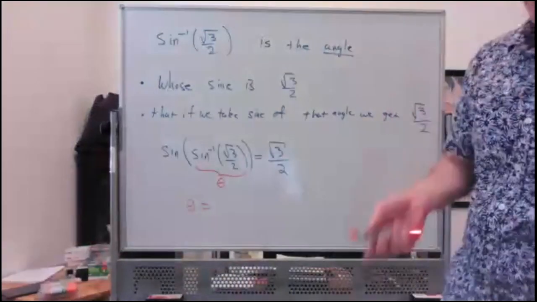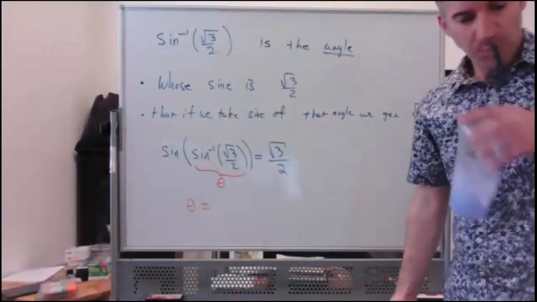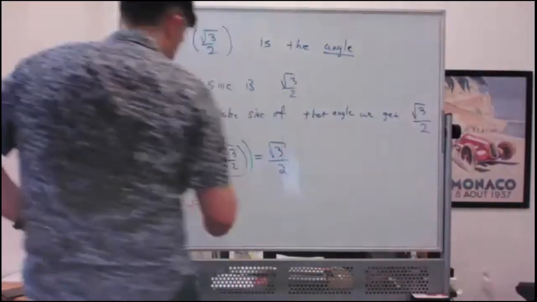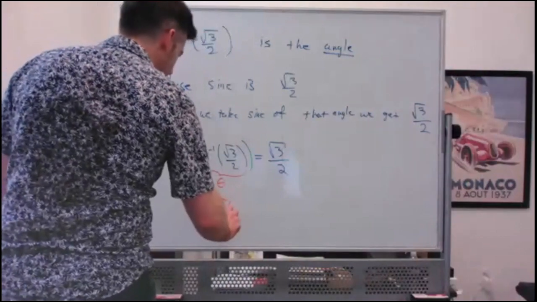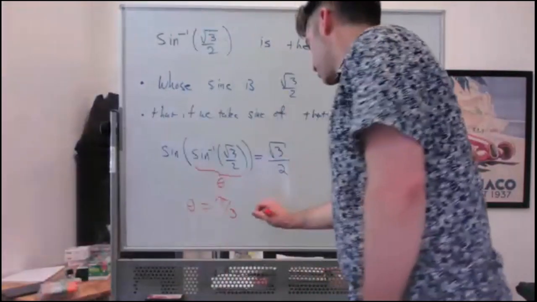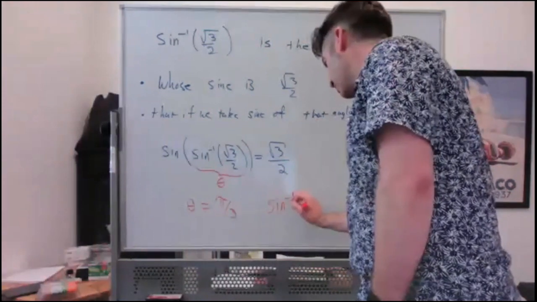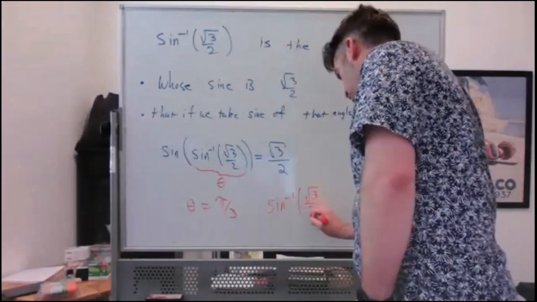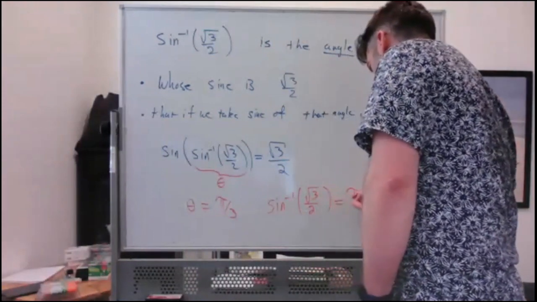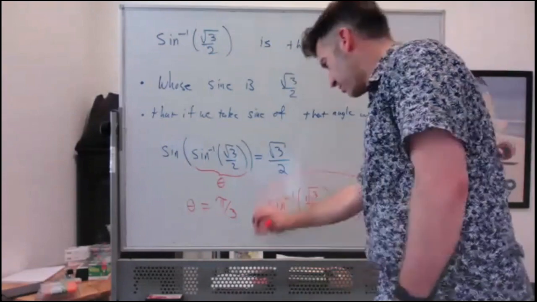Might have to think about it. Yeah, it's pi over 3. Exactly. So theta is pi over 3. But really what I should be writing is inverse sine of root 3 over 2 is equal to pi over 3.